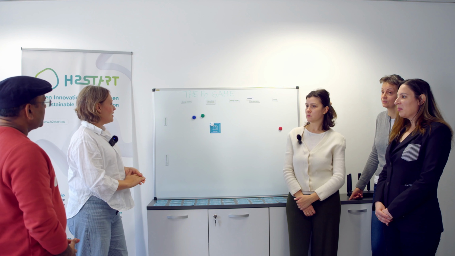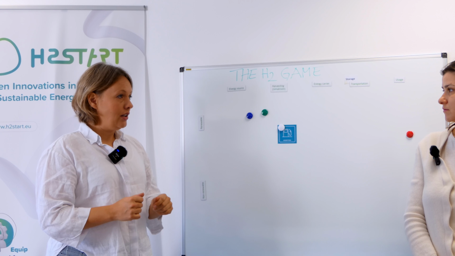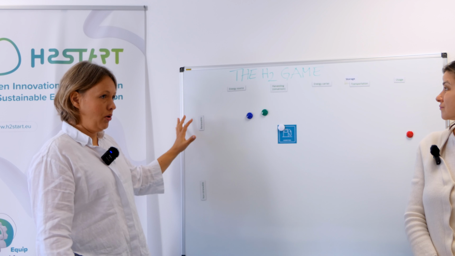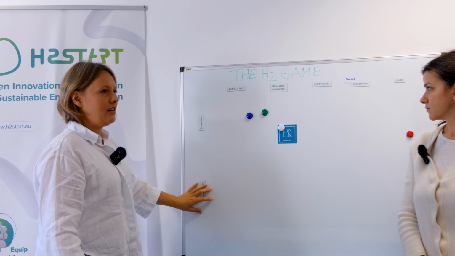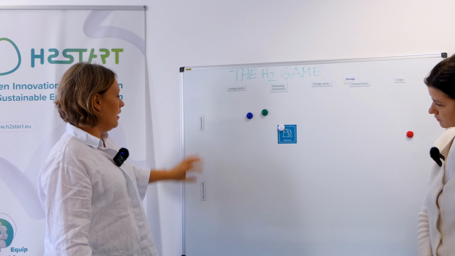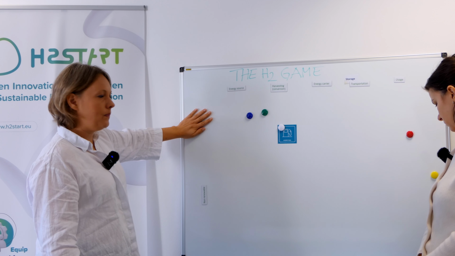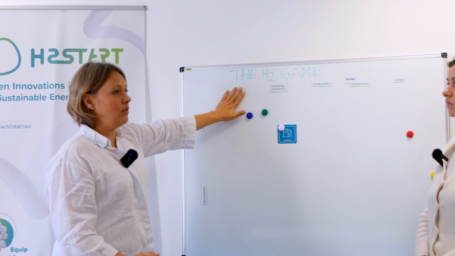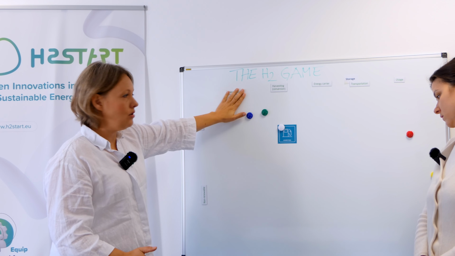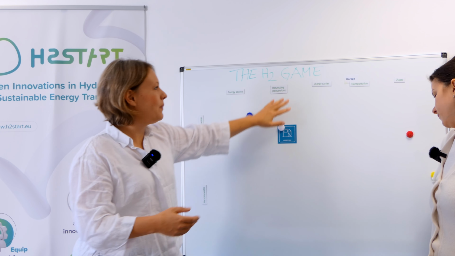The first one is trying to put up the icons in what we call the energy value chain. And here on the board, I have already put up a table. It says non-renewable and renewable. Then we have energy source. That would be the beginning of the energy value chain. Where are we getting the energy from? Then there's one called harvesting. How do we get the energy from wherever it's coming from?